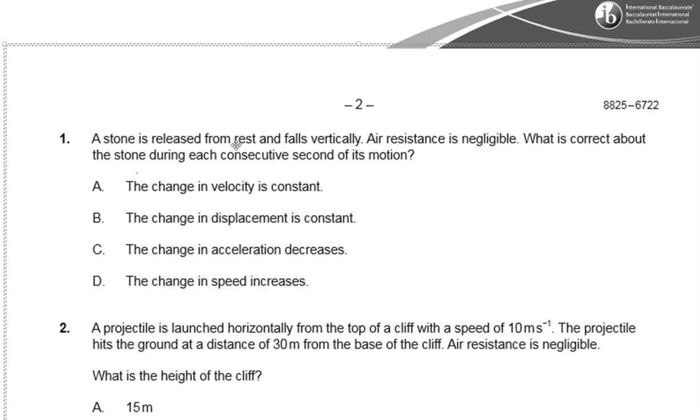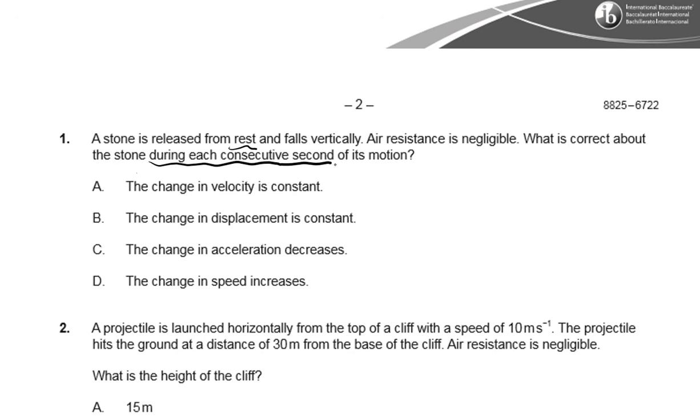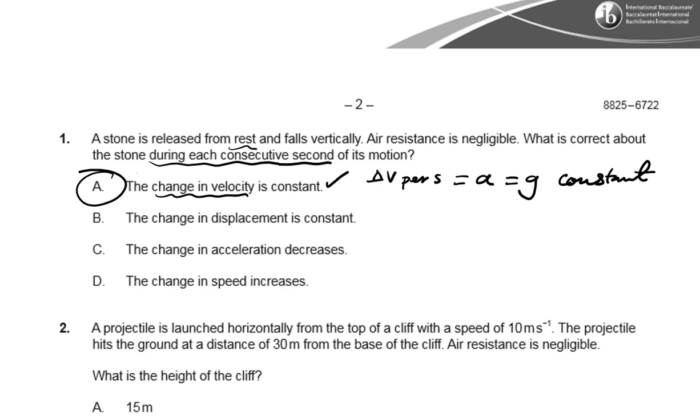A stone is released from rest, falls vertically, air resistance is negligible. What is correct about the stone during each consecutive second of its motion? Change in velocity is constant. They're essentially asking, is the change in velocity per second constant? Yes, it is, right? We have an acceleration equal to g, which is constant. And so this is correct, and ideally this should be our answer.